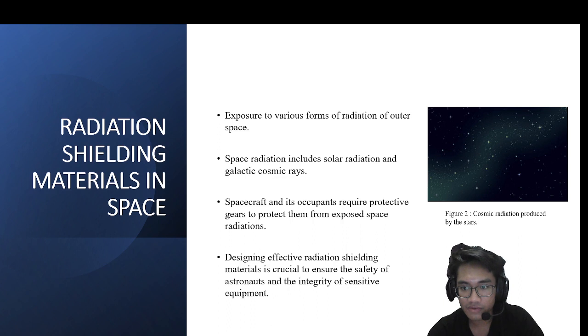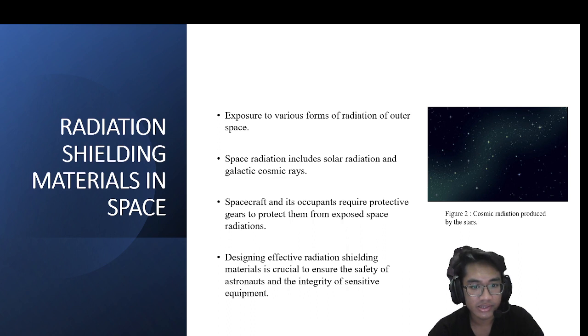If you look at the example in figure 2, you can see a type of cosmic radiation that is produced by the stars. So they are the ones that cause solar radiation. Spacecraft and their occupants require protective gear to protect them from exposure to space radiation. This includes the astronaut spacesuit and the protective layer of the spacecraft.